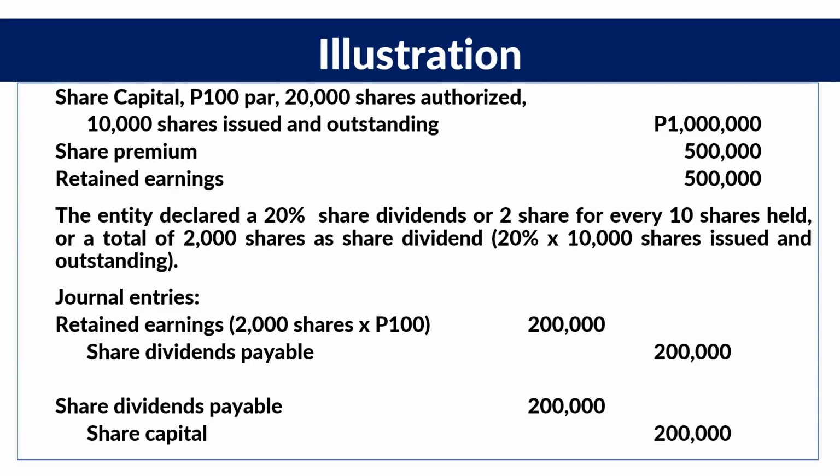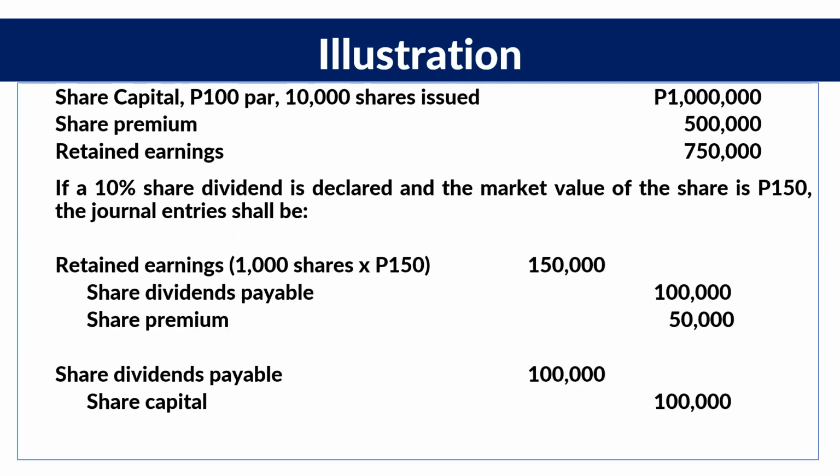Other term this as share dividends distributable. Okay, so this is on the date of declaration. And then on the date of distribution, you simply debit share dividends payable and then credit share capital at par. So notice there's no share premium, because we only debited the dividends declared at par value. Okay, we have here another illustration.